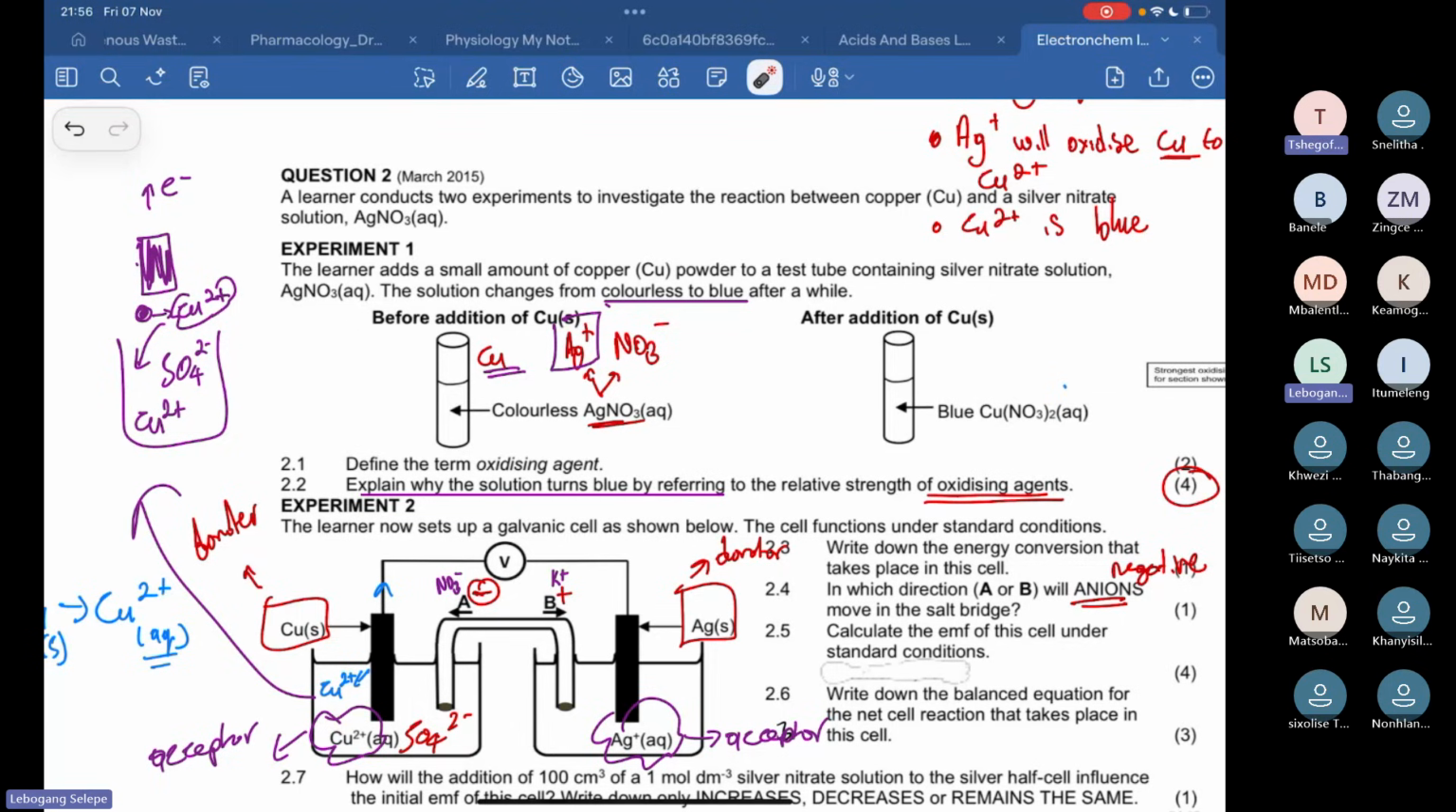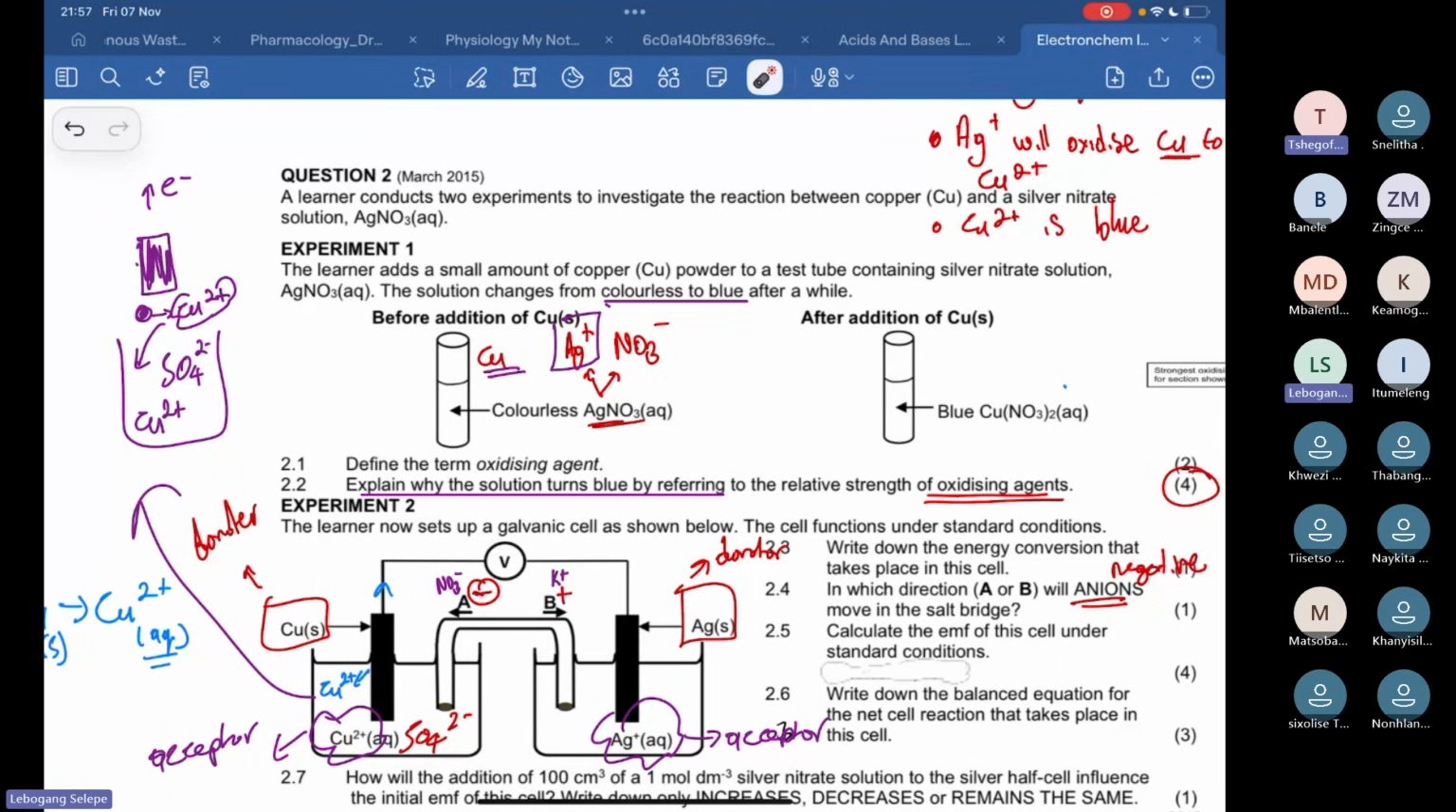Wait, please repeat. Remember, at first I told you that this solution was neutral before the reaction. But as the reaction takes place, you agree that Cu2+ would fall into this mixture, right? Yes, making the solution more positive. More positive, but we don't want it to be more positive. What can I do to neutralize that positivity?